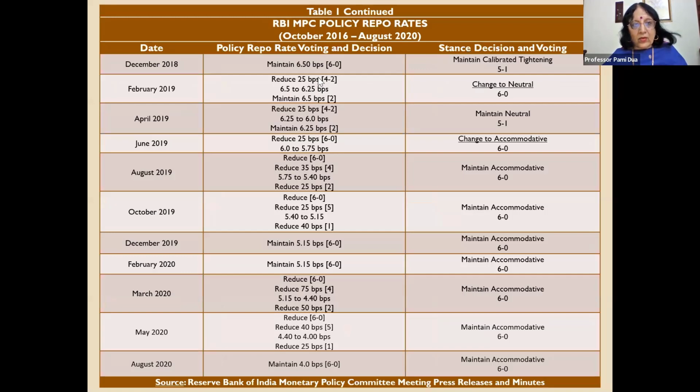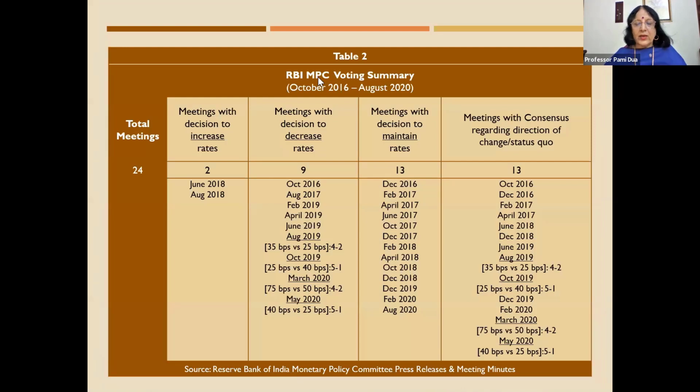And I have done all the 24 meetings here, all the details of the voting pattern. So I'll come to the summary of the 24 meetings we have had. So if we look across these 24 meetings, if you look at the first column, we had 2 meetings in which we decided to increase rates. We had 9 meetings in which we decided to decrease rates. And we had 13 meetings in which we decided to maintain rates.